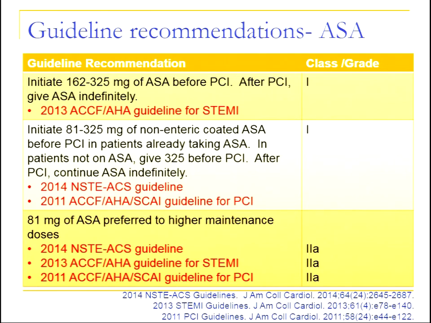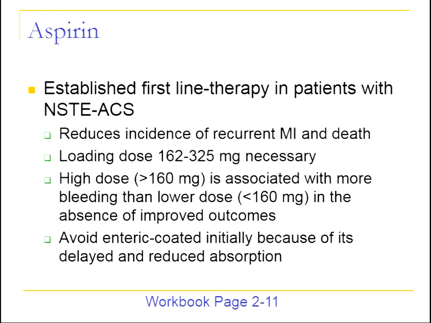So this looks a little bit different than your table 3 in your chapter workbook, but I wanted to summarize the data for each agent based upon its place in therapy and the guidelines. And so your slide deck looks a little bit different from your chapter, but hopefully they coincide and you can follow that fairly easily. But everybody's going to get aspirin. You give an initial 162 to 325. Then you can go down to 81 milligrams a day after that initial dose.